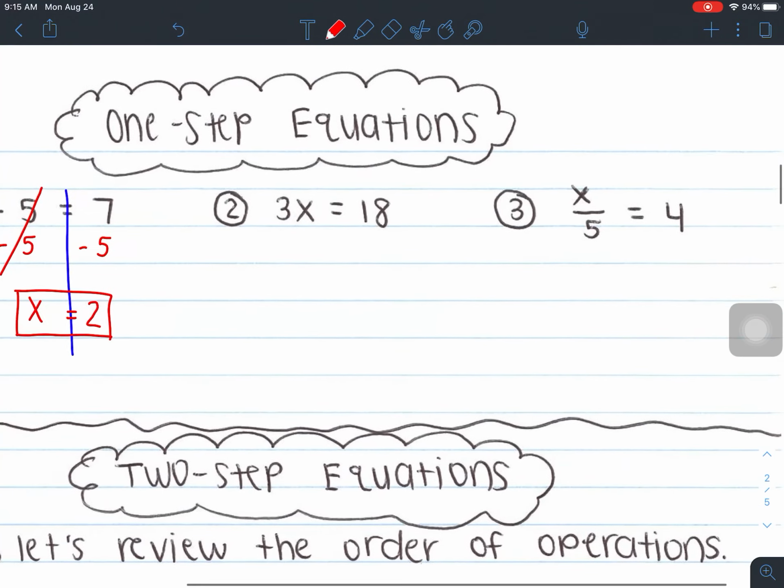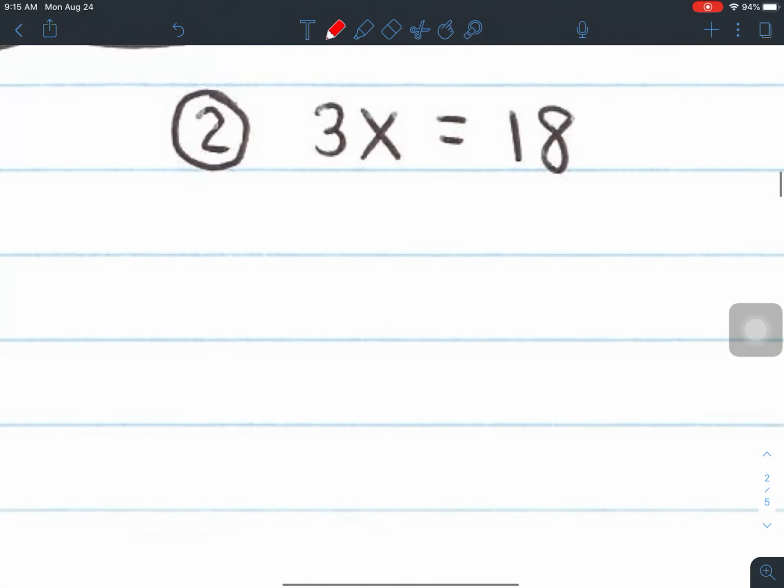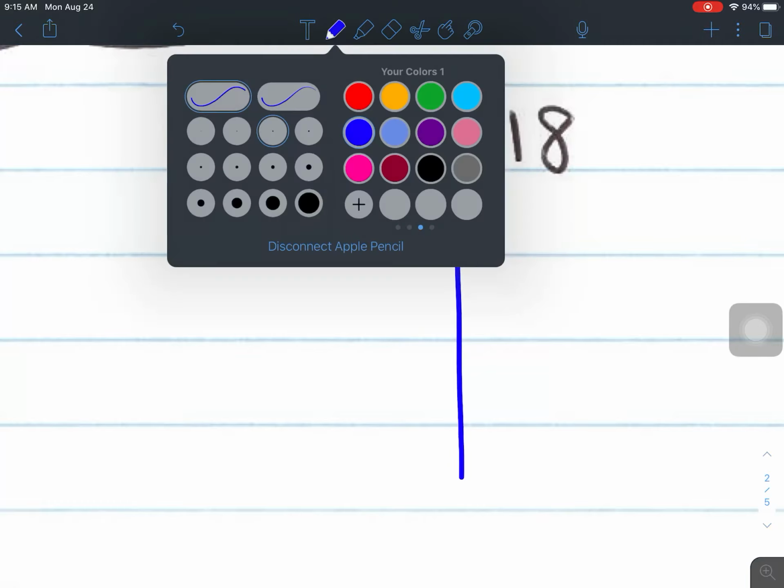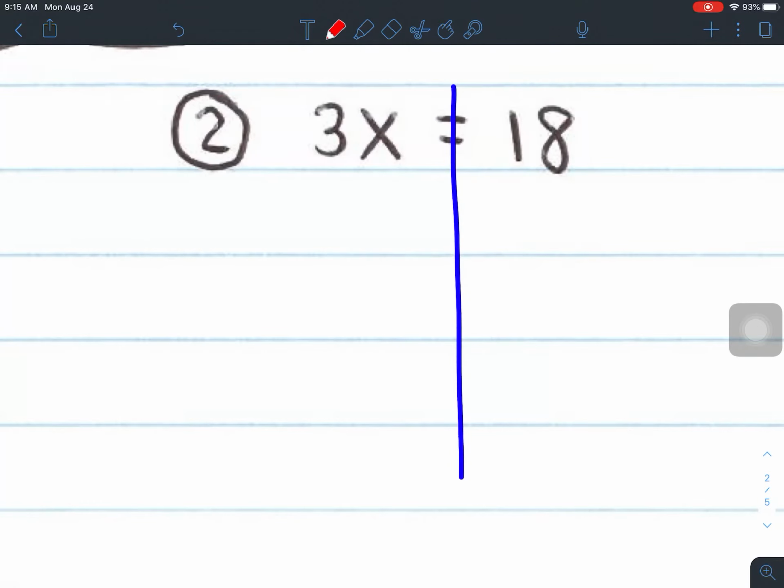All right, number 2. I have 3x equals 18. The goal is to get x by itself. So how would I do that? Well, what do I notice here? 3 is attached to x by the operation of multiplication, 3 times x. I want to get x by itself, but I have to do the opposite to get rid of that 3. Because the 3 is being multiplied currently, I have to do the opposite and divide by 3.